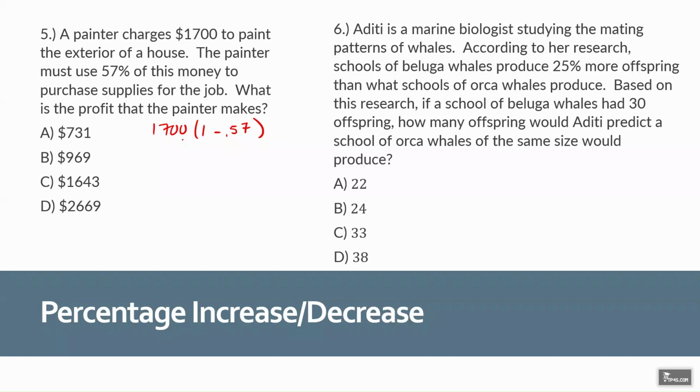Right? And so I'm going to put that directly into my calculator. I can even use parentheses in my calculator so I don't have to do it in steps. This does give me $731, so A is the correct answer.